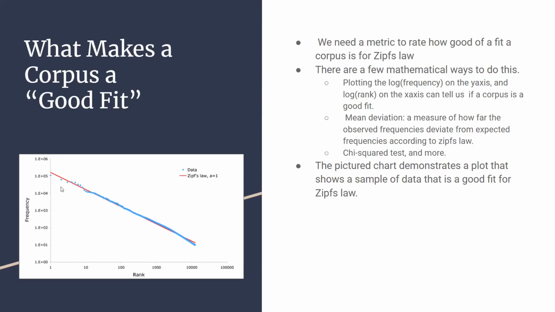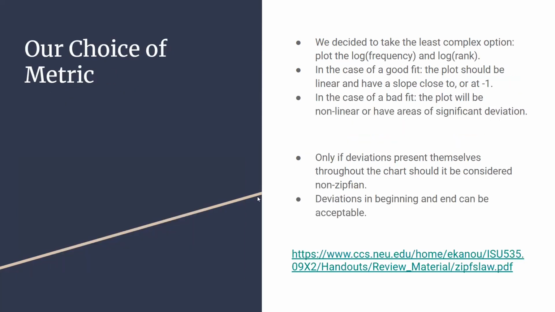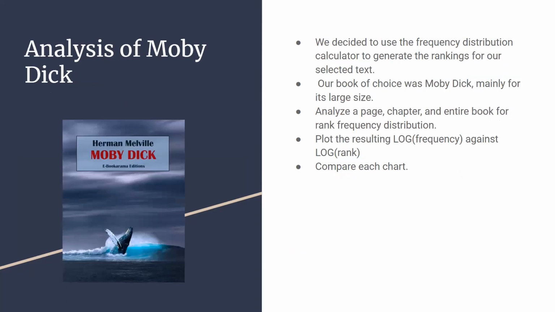This picture shows an example of something that fits Zipf's law well. We decided to plot the log of the frequency and the log of the rank on a graph. In the case of the good fit, the plot should be linear and it should have a slope that's around -1. If it's a bad fit, it won't be linear and there'll be many areas where there's a lot of deviation. Only if deviations present themselves, we will determine that it isn't a good fit for Zipf's law. Deviations at the beginning and the end are more acceptable than deviations in the middle.